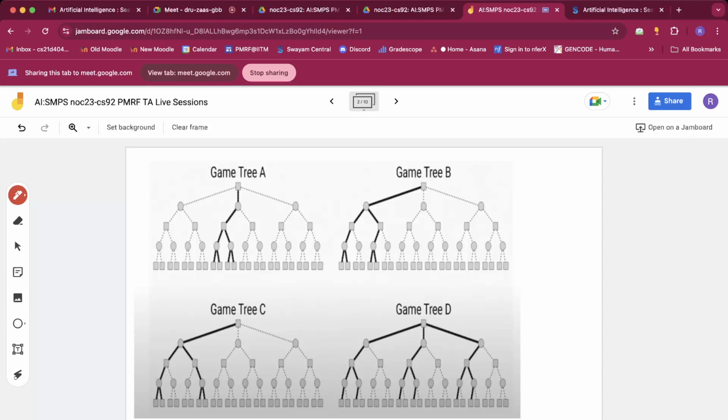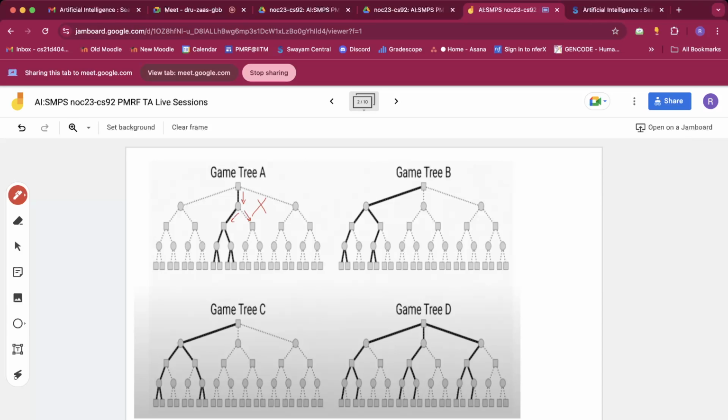Let's have a look at game tree A. Here we are selecting one possible child of the max node. It's correct till now, but in the second step we select only one child of the min node, which is incorrect. We should have also selected this other child, right? So game tree A cannot be correct.